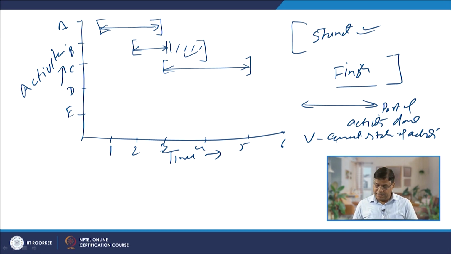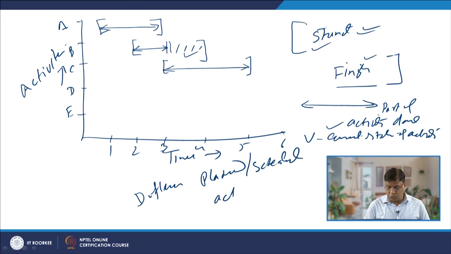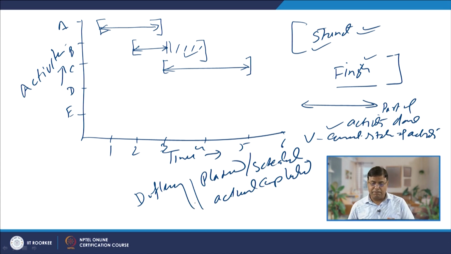So, it indicates the current status, when it starts, when it will end, or if there is a difference between the planned or scheduled activity and the actually completed activity. So, it shows the actual progress with respect to the planned one, when it started, when it ended, and what is the current status of the activity. So, these are the things related with the Gantt chart.